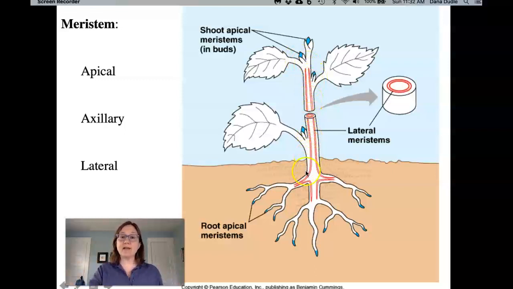Lateral meristems, finally, are meristems that are responsible for secondary growth, or growth in breadth or thickness of the plant. And we're going to talk more about those when we get to trees and secondary growth. So we're going to primarily talk today about apical meristems, but we'll mention axillary meristems later as we go forward. All right.